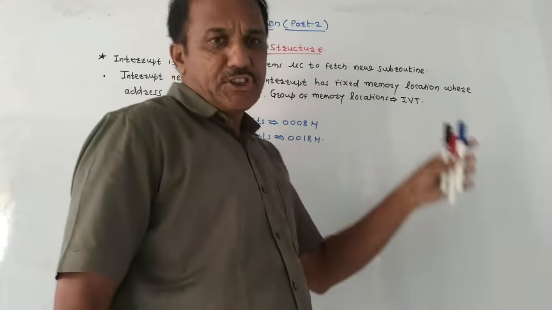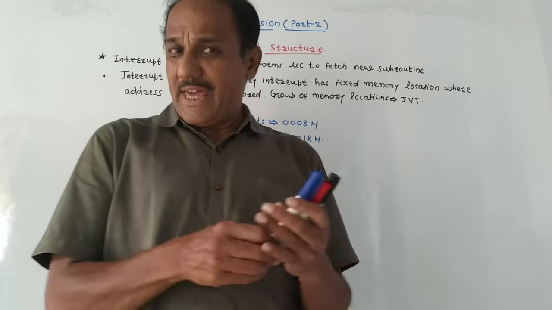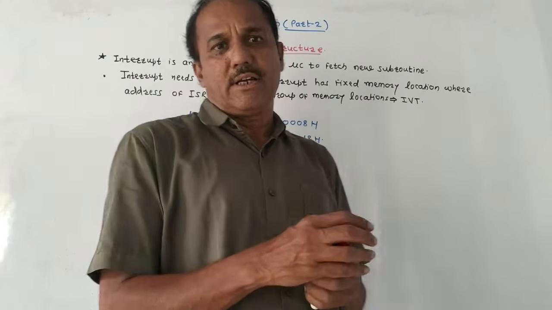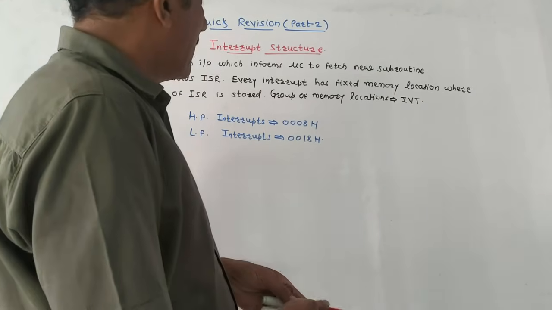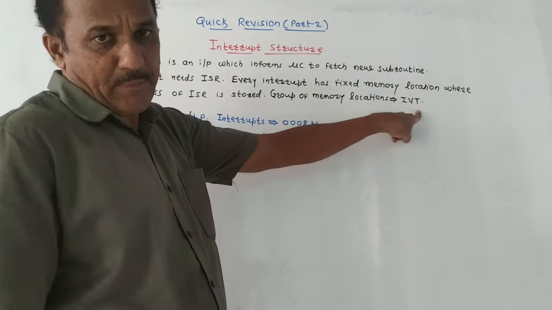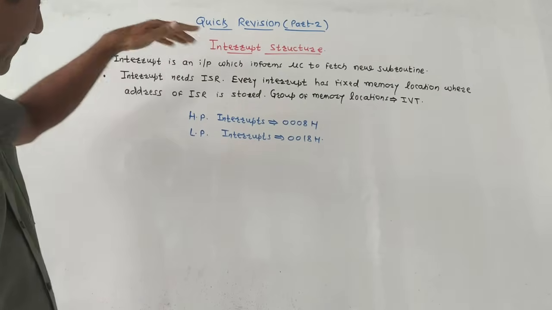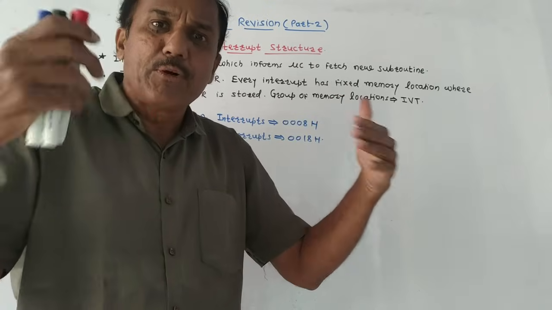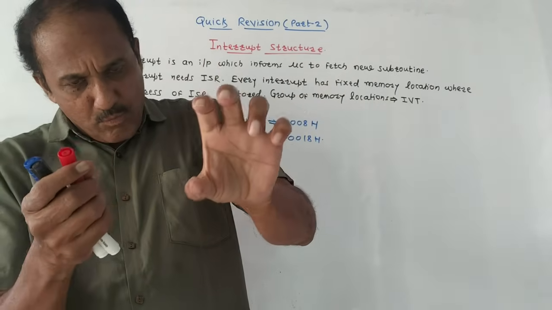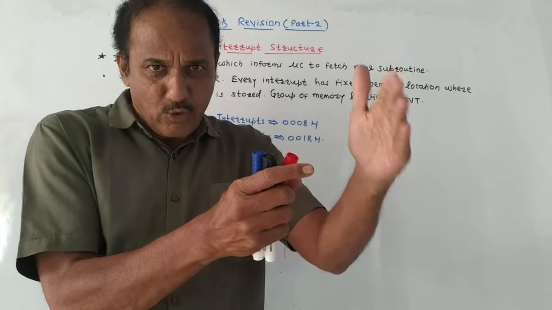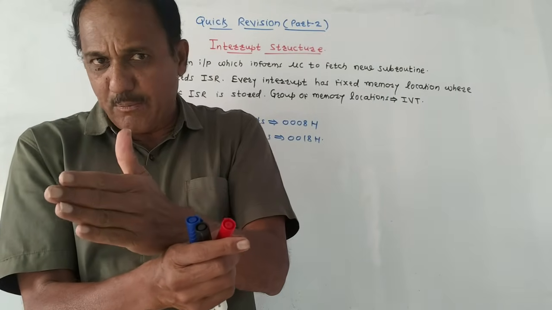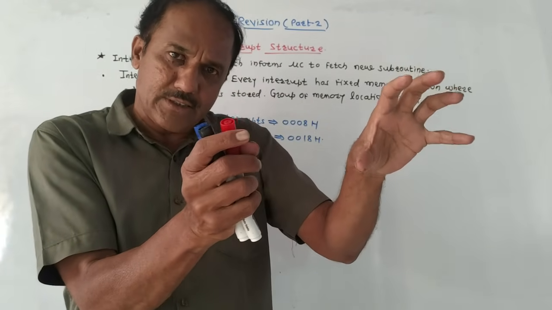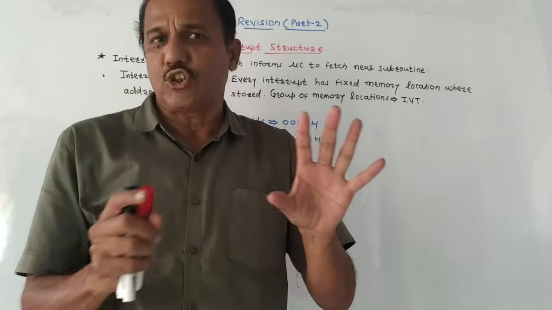Next part is interrupt structure. From exam point of view, you may expect the question like this: Draw interrupt structure of PIC18F microcontroller and define the terms ISR and IVT. First of all, interrupt is an input that informs microcontroller to fetch some new subroutine. Whenever interrupt is generated, the microcontroller will stop executing the main program and will start executing that particular program which is indicated by the generation of interrupt.